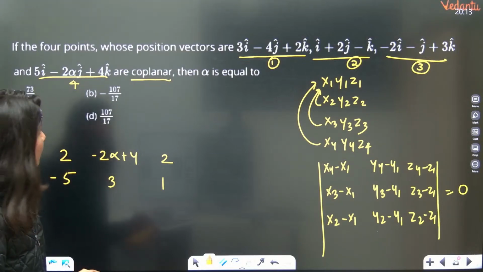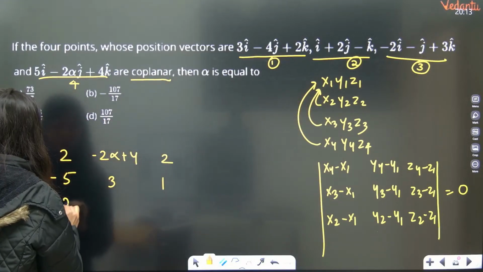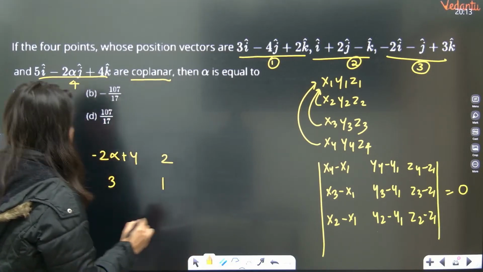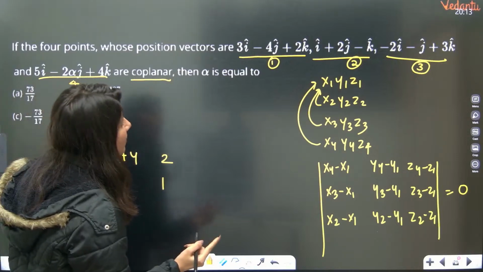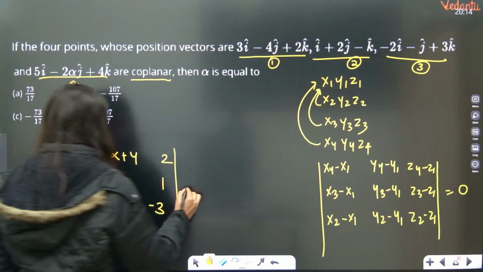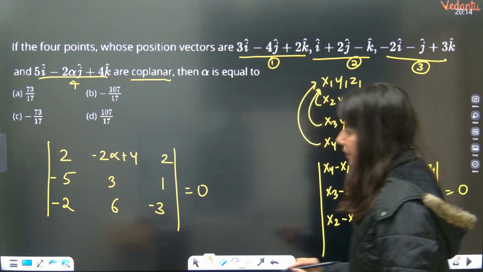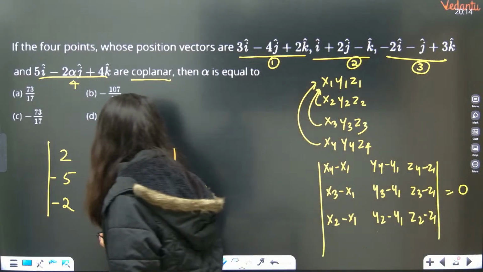Then we are having what? So x2 minus, so 1 minus 3 is minus 2. 2 minus, so this is 6. Then we are having minus 1, so minus 3. This determinant is equal to 0. Now solve it and get the value of alpha. Okay. So let's solve it. This is 2.